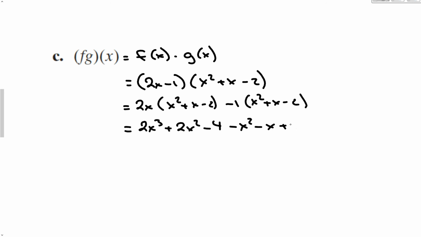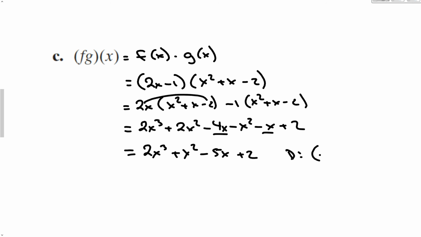minus x plus 2. And now all I have to do is go through, combine all the like terms, and be sure not to miss any. 2x cubed plus x squared minus 5x plus 2. Ooh, that would help, right? 2x times the 2, 4x minus x, 5x. Okay. And finally, the domain is from negative infinity to positive infinity.